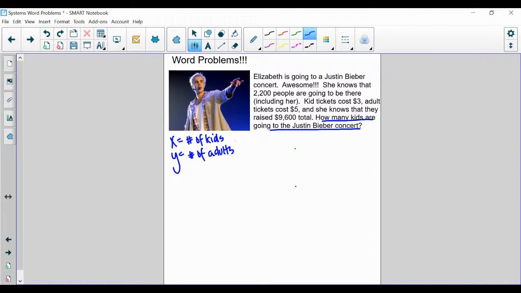So we have two variables, but now we need two equations. So we need to look at the two different pieces of information. The first of which is that there's 2,200 people in attendance. So I know that the total number of kids plus the total number of adults is going to be 2,200. The other piece of information we know is about the cost. I know that every child paid $3 and every adult paid $5, which got us a total of $9,600. That is my system. So now I need to solve it.